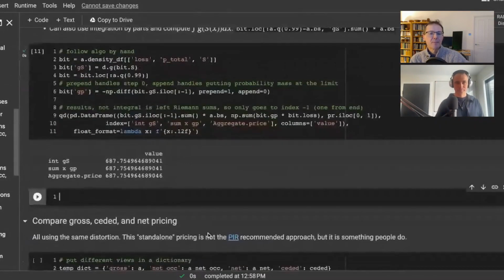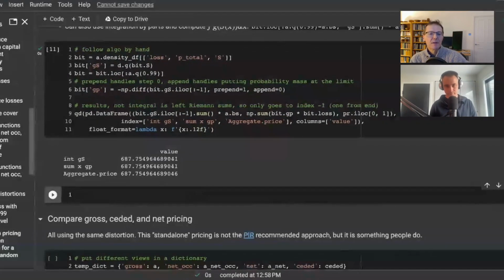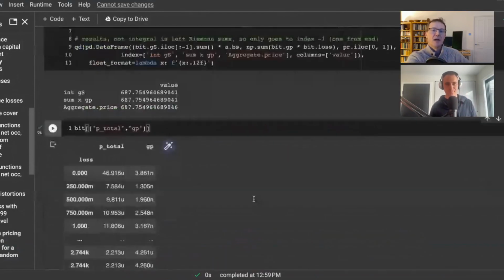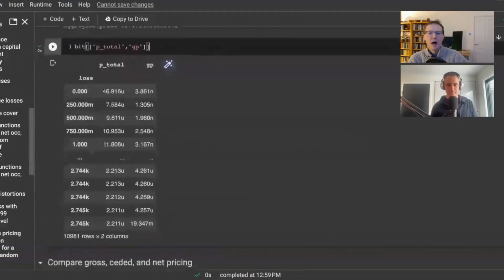So let's do bit, and then double open square brackets. Then quote p underscore total, and then comma quote GP, lower case. And then go to the end, and let's look at that to see if that looks reasonable. It should be indexed by loss. Yeah, there we go. It's indexed by loss, and it's the 2 different probabilities. And to look at that, just hit dot plot on the end, and we'll get a little plot of that.